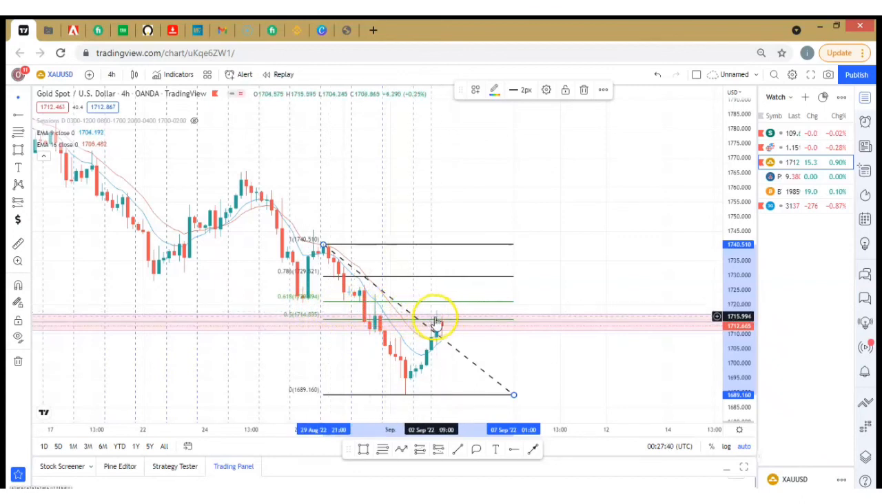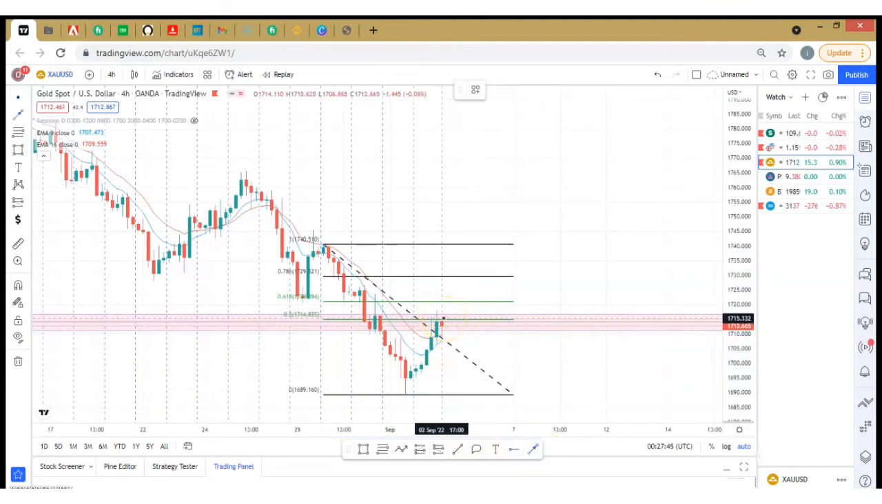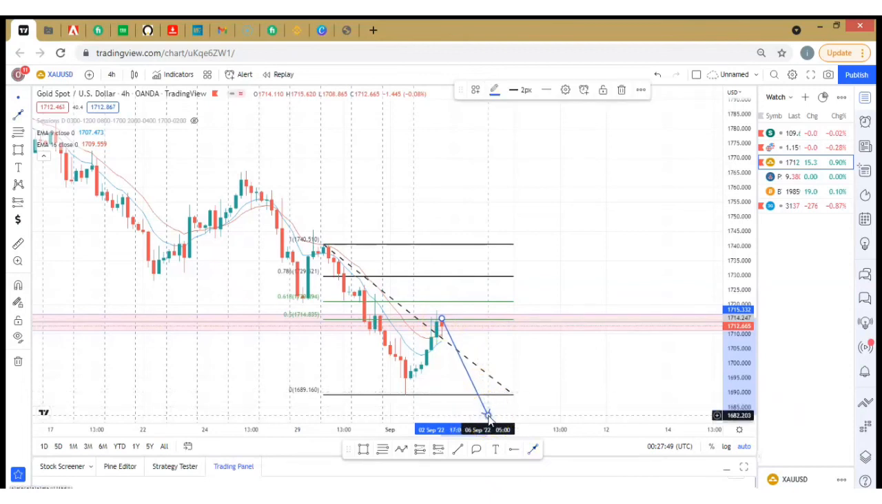So from here I expect this market to drop aggressively, but there will be more confirmation, and that's part of my strategy. I expect this market to drop below. So that's my analysis for this week.